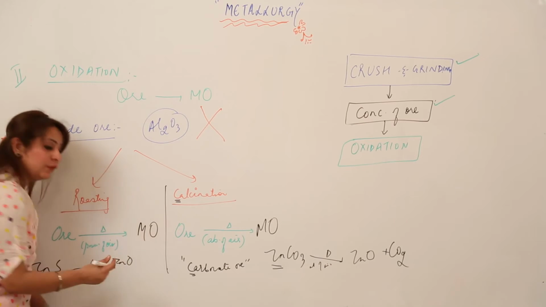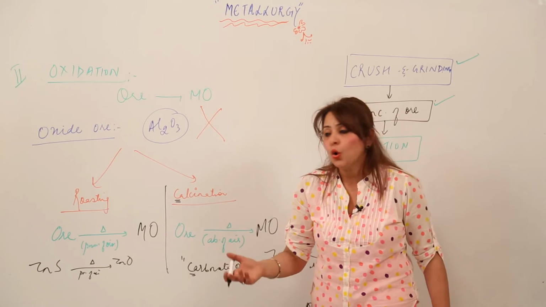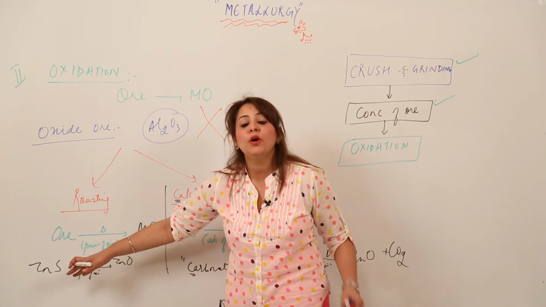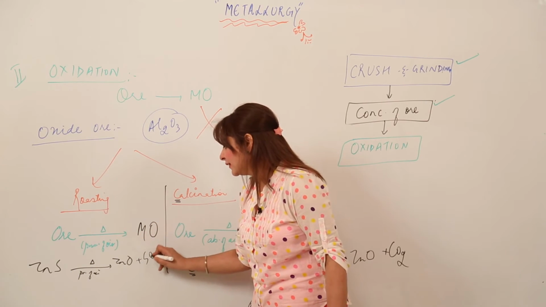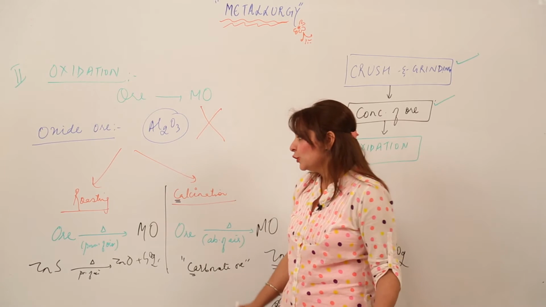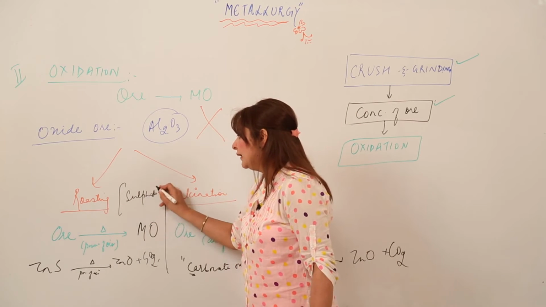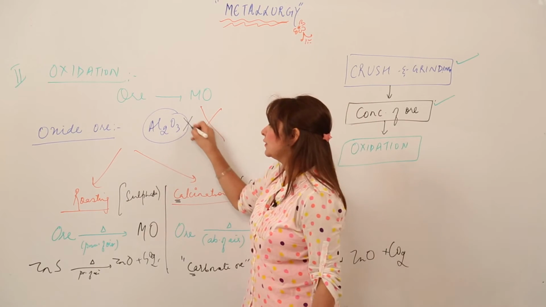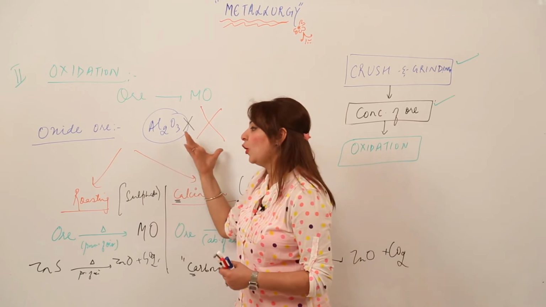So what I get, obviously we'll get a metal oxide. The metal oxide is going to be ZnO. And what kind of gas do you get when you burn this sulfide ore? Obviously we'll get SO2. So you should know that roasting is done for sulfide ores and calcination is done for the carbonate ores, and for oxide ore this method is not employed, because the metal is already present in the oxide form.